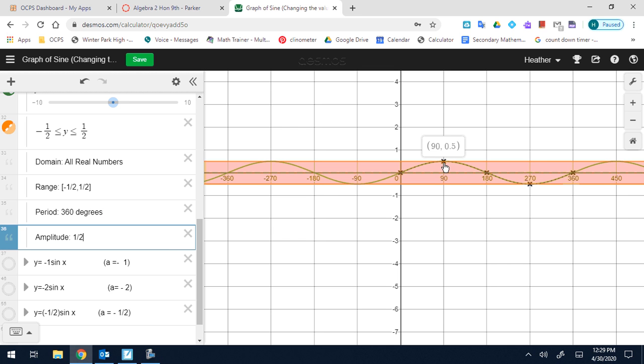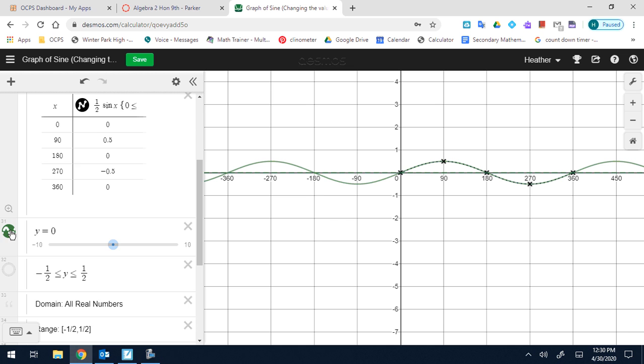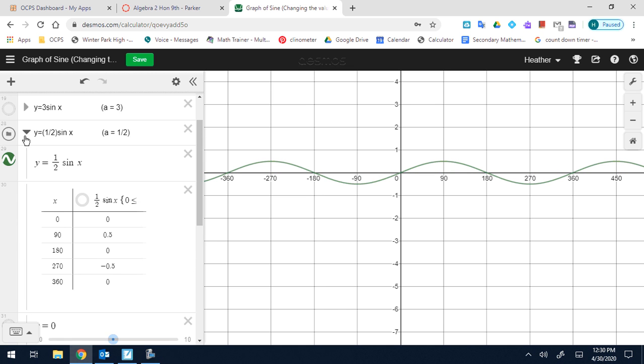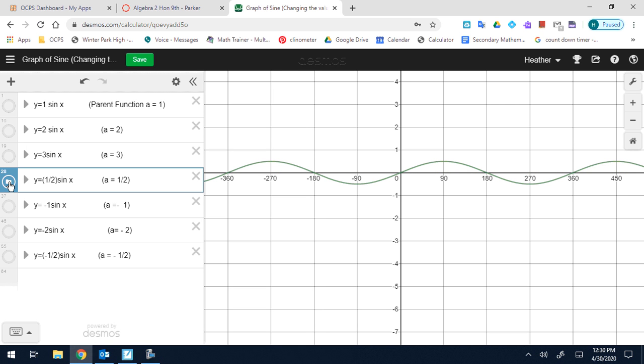From my midline up is 1/2, from my midline down is 1/2. So what changed there was my range and my amplitude. And again, that an a value less than 1 is giving us a vertical compression. Now, think about what an a of negative 1 will do. Think about your parabola. It takes it from opening up to opening down.